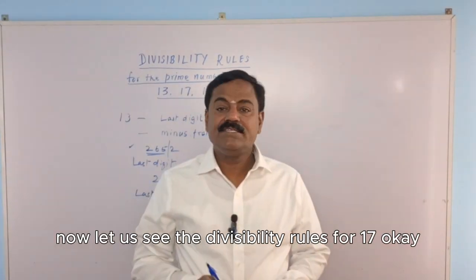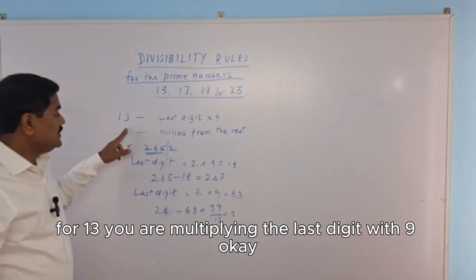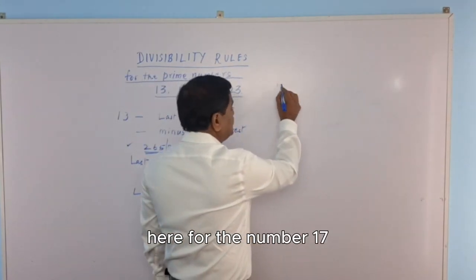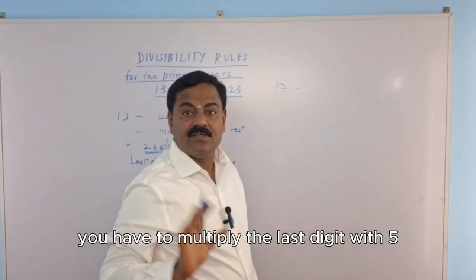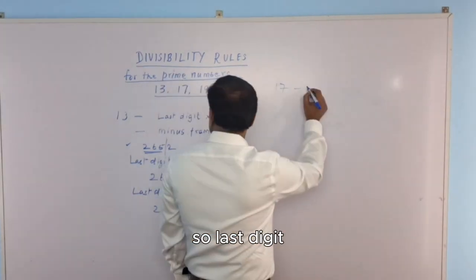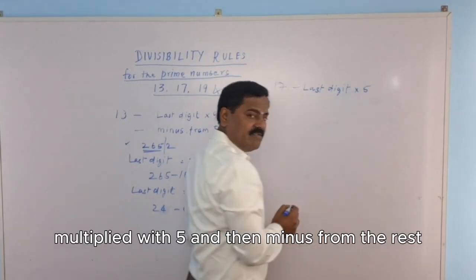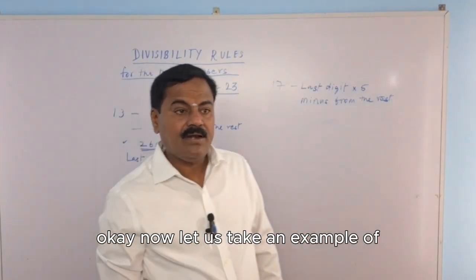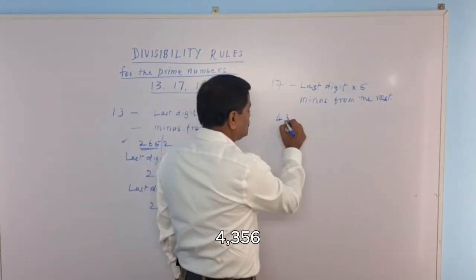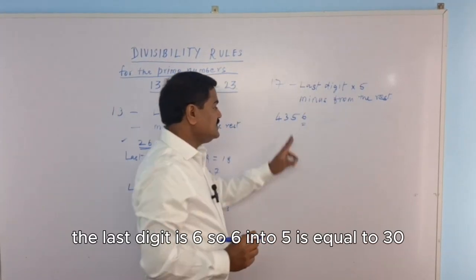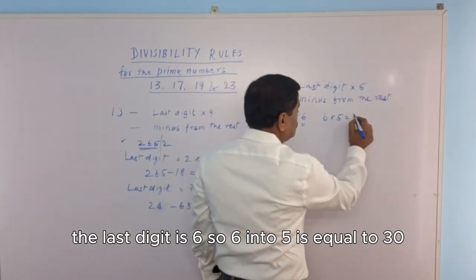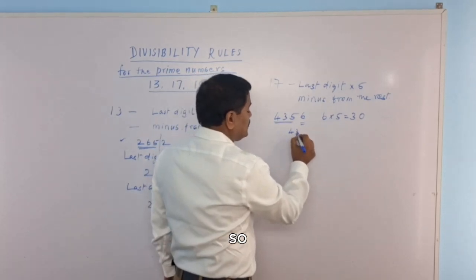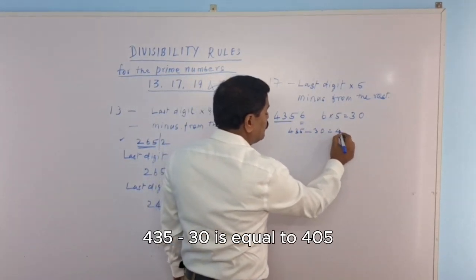Now let us see the divisibility rule for 17. For 13 you multiply the last digit with 9. Here, for the number 17, you have to multiply the last digit with 5 and then subtract from the rest. Now let us take an example, 4356. The last digit is 6. So 6 into 5 is 30. The balance digits form the number 435. So 435 minus 30 is 405.